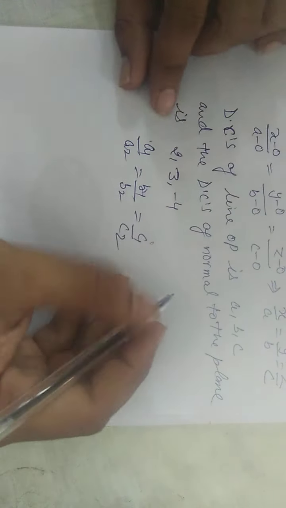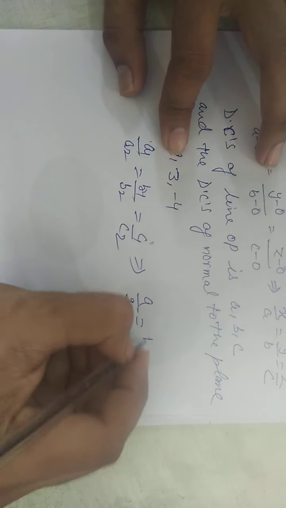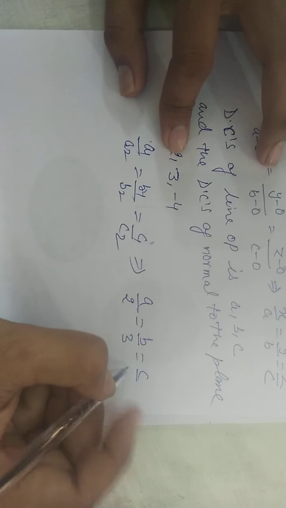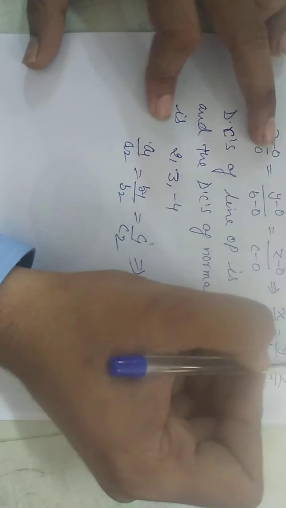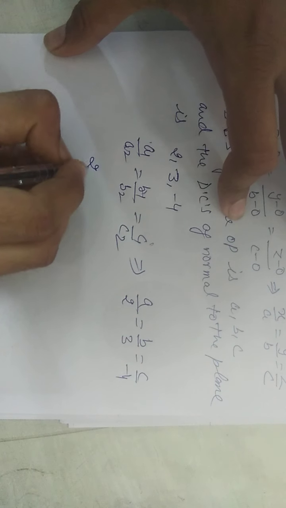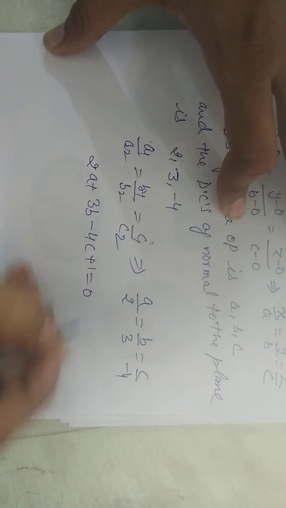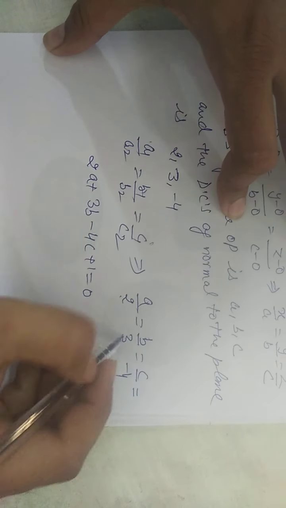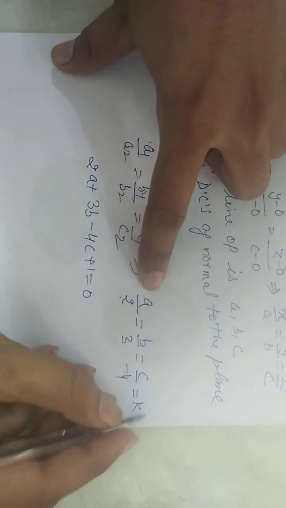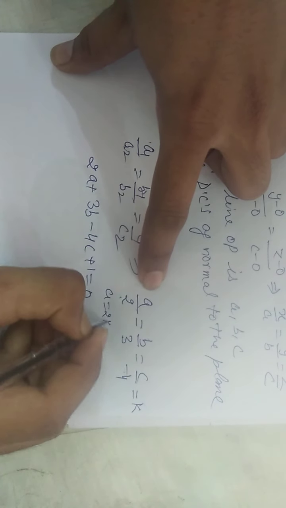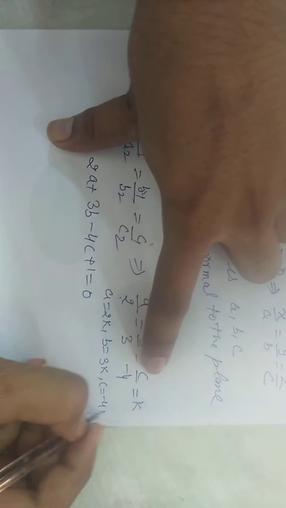Then putting the conditions, a/2, b/3 and c/minus 4. The point P lies on the plane, so it satisfies the equation 2a plus 3b minus 4c plus 1 equal to 0. Then let a/2, b/3, c/minus 4 equal to k. So we find the values of a, b, c in terms of k. Then a equal to 2k, b equal to 3k and c equal to minus 4k.